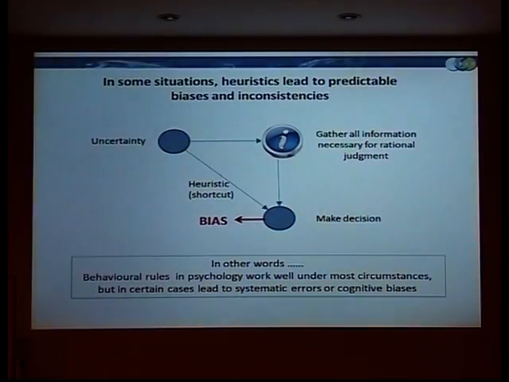So just a bit more about the heuristics. There are these rules of thumb that psychologists usually know about that lead to some outcomes in terms of decision making. These behavioural rules work well under most circumstances, but in certain cases they lead to systematic error, or what they call cognitive biases. I want to spend a little bit of time on some of these cognitive biases, and I'll come to why it matters in the context of climate change.